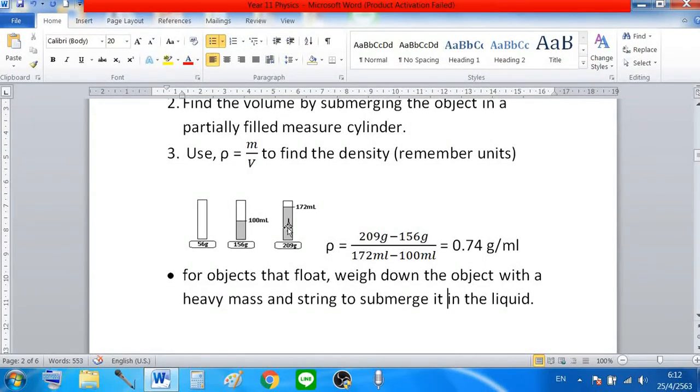So what I would really need to do here is get a 10 gram or 25 gram weight and tie a string to this object so that it will sink. And by sinking, I can find the volume of the object as it sinks. But I do need to make sure that I consider the volume of the mass that I'm using as well.